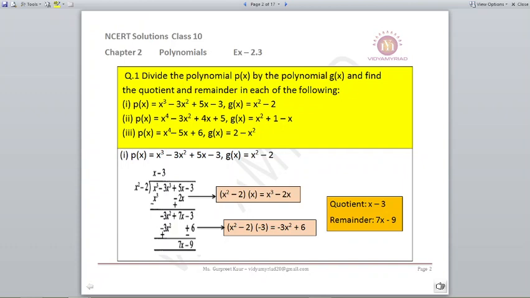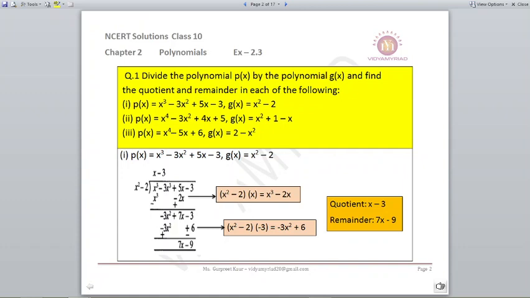Now my intention is to get minus 3x square when I multiply with x square minus 2. So I already have x square, I need minus 3. So I will multiply the expression by minus 3. x square multiplied by minus 3 gives minus 3x square, and minus 2 multiplied by minus 3 gives plus 6, because 3 into 2 is 6, minus minus is plus. So write minus 3x square under minus 3x square and 6 under minus 3.